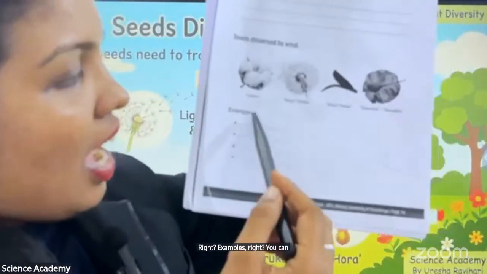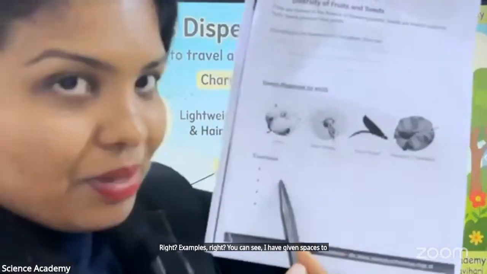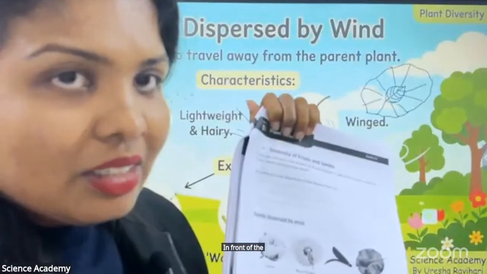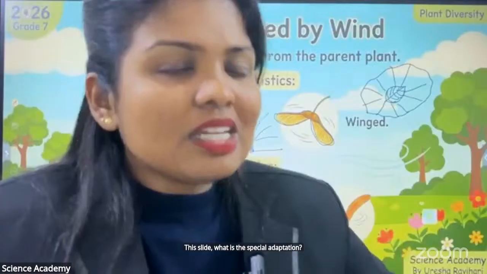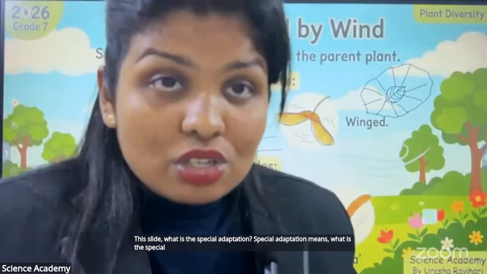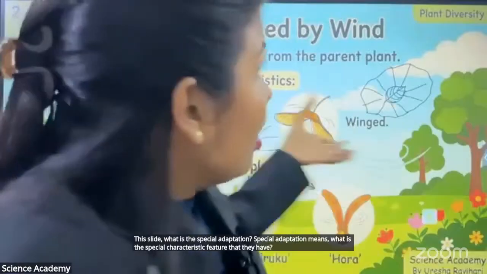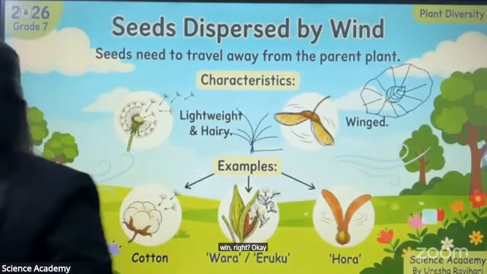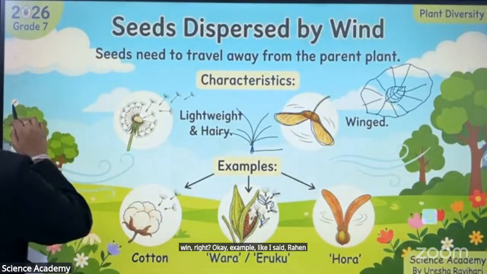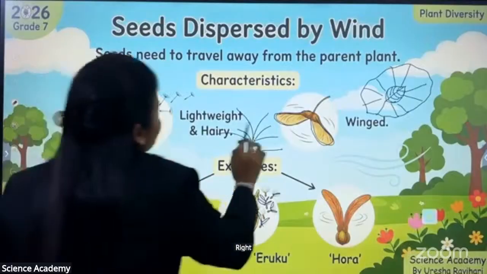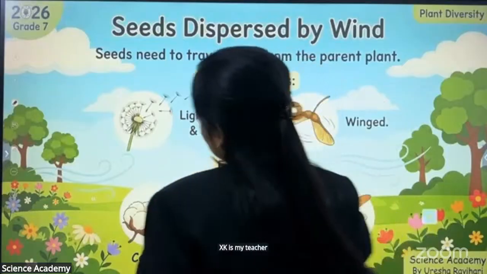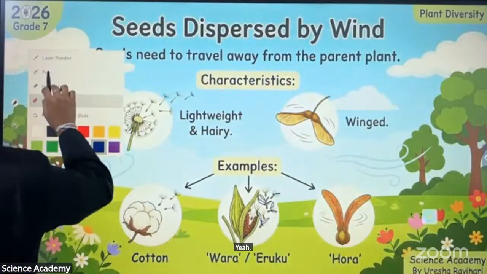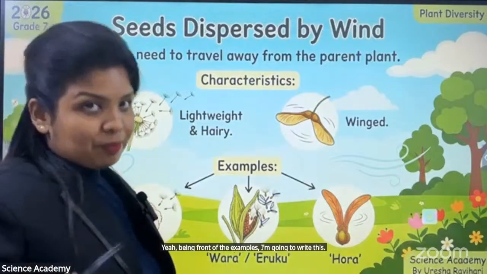So here now, children, I have given examples, right? You can see I have given spaces to write examples. In front of the examples, please write what is the special adaptation. Special adaptation means what is the special characteristic feature that they have to disperse by wind, right? Okay, in front of the examples, I'm going to write the adaptations also. Here I am going to erase. Excuse me, teacher. Now we're going to write examples. Yes, in front of the examples, I'm going to write the adaptations also.